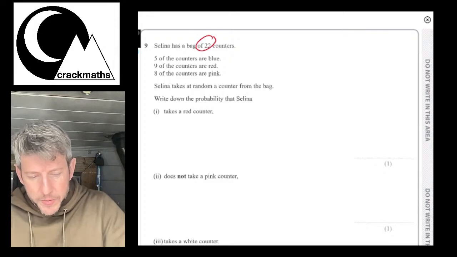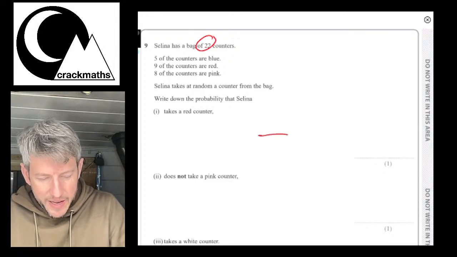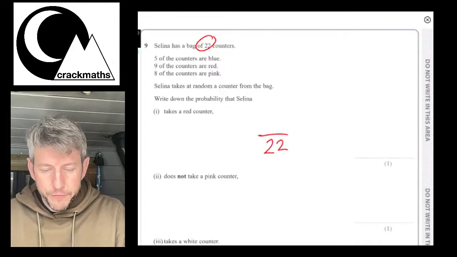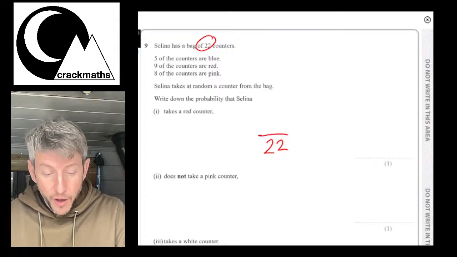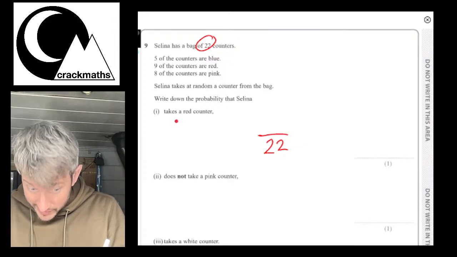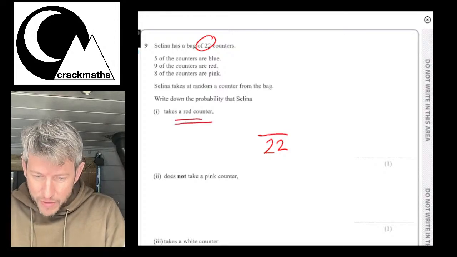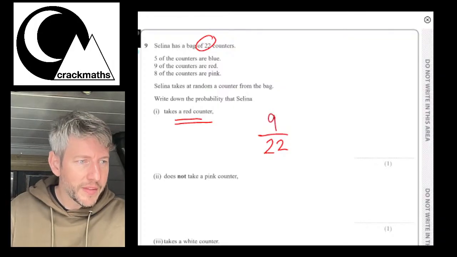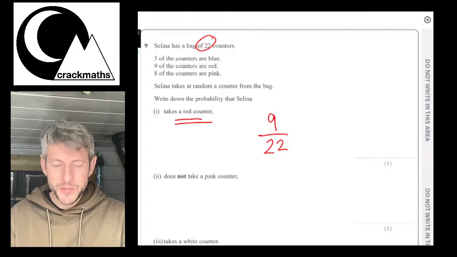Right, well, there's 22 counters, so we know that this is going to be out of 22. And out of those 22 counters, 5 of them are blue, 9 of them are red, 8 of them are pink. Double check the colour. She wants a red one. Red is 9. Okay, so here we go. Perfect. So that's that first one done.